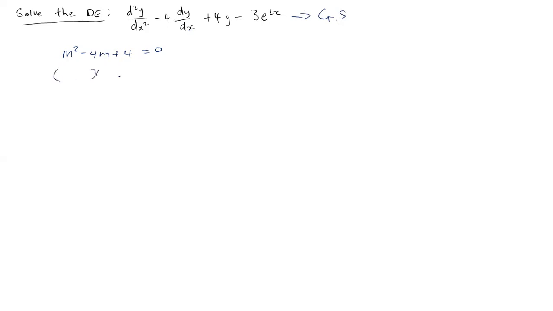And therefore, now let's factorize this. The factors, we're going to have m, m, and then the factors there, we're going to have 2 and 2, negative and negative. So that means our m is going to be equal to 2, and another m is going to be equal to 2. So we have m1 and m2, but we can see that both m1 and m2 are the same.